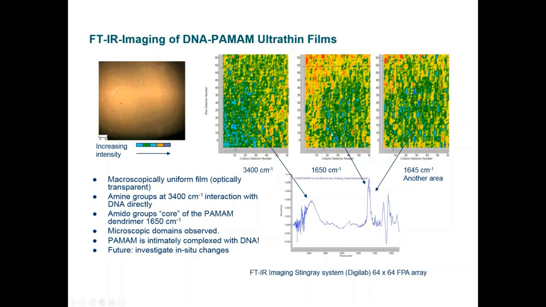1650 corresponds to the amide group, so we can see the distribution of the amide group, and in another area corresponding to the amine group. So what you can see here is a non-uniform distribution of the DNA versus that of the amine group. And there's no specific correspondence with the cation and anion complexation between the PAMAM and the DNA.